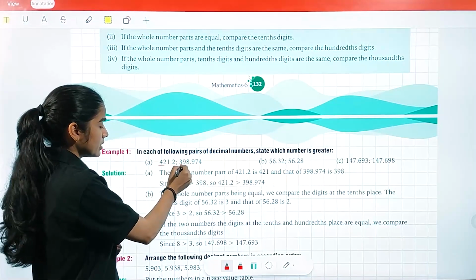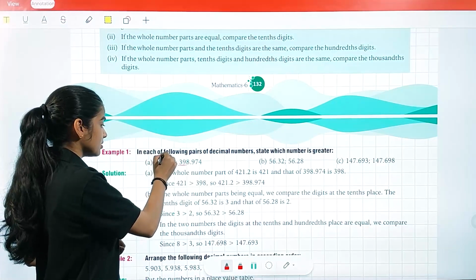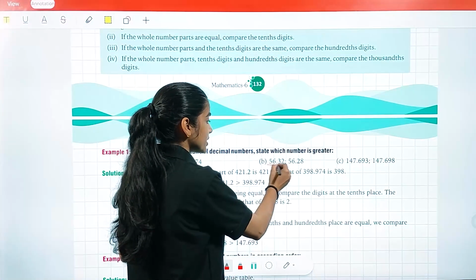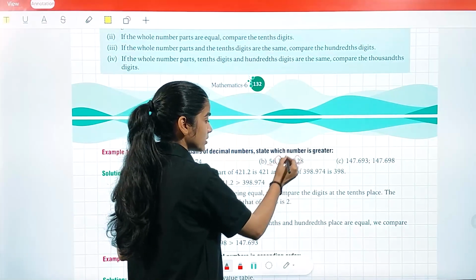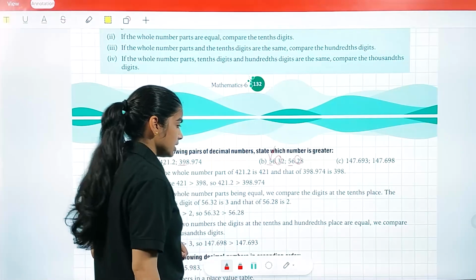So 421 is greater than 398. It means this is greater. 56 and 56 both are same. Then we have to shift to the next number, 3 and 2. Which one is greater? 3. So this is the correct answer.